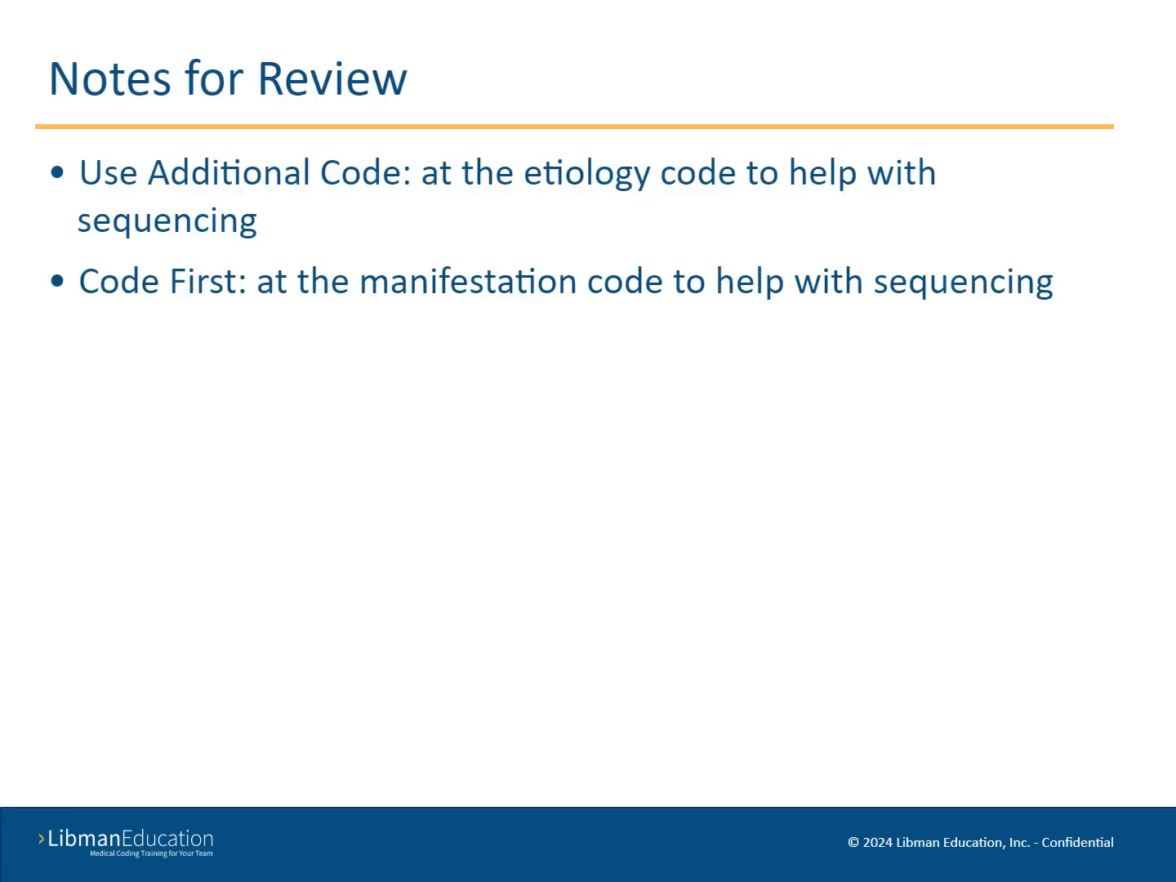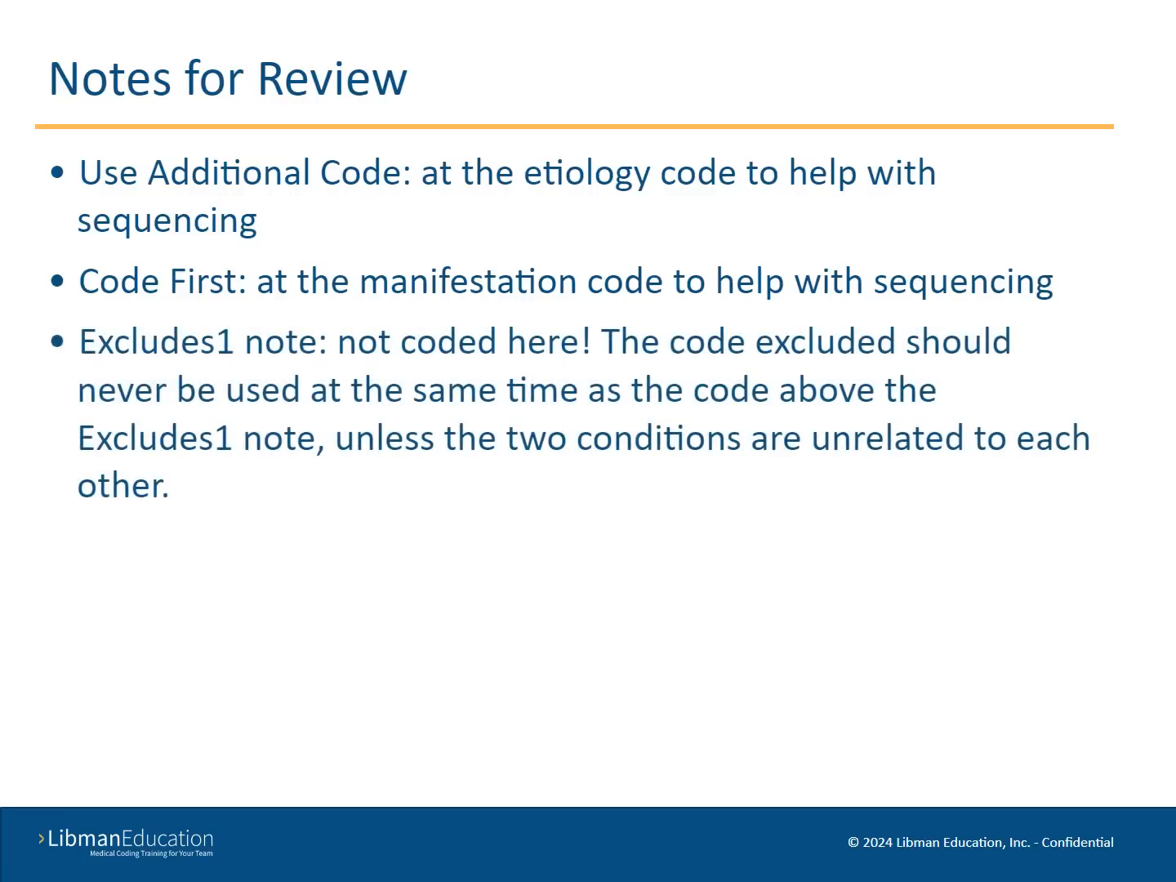These instructional notes give us the proper sequencing order of the codes, which is the etiology followed by the manifestation. In addition to the notes in the tabular list, these conditions also have a specific alphabetic index entry structure. Both conditions are listed together with the etiology code first, followed by the manifestation codes in brackets. A good thing to remember is that the code in brackets is always sequenced second.